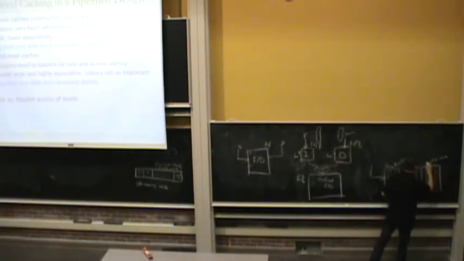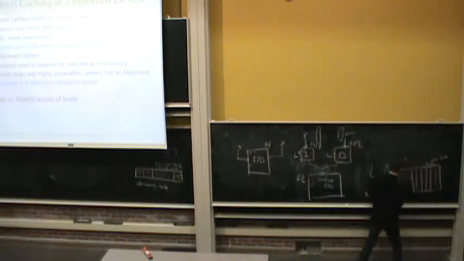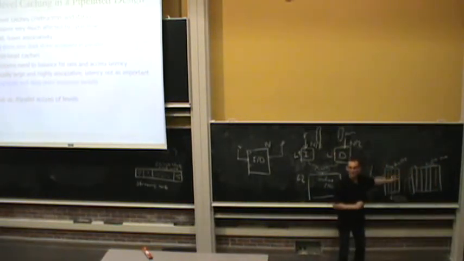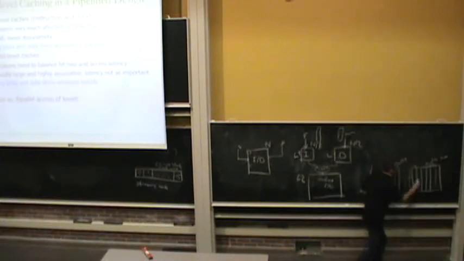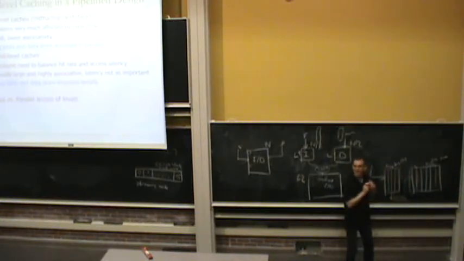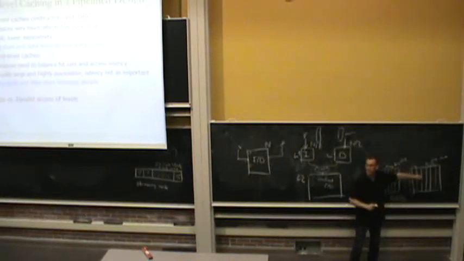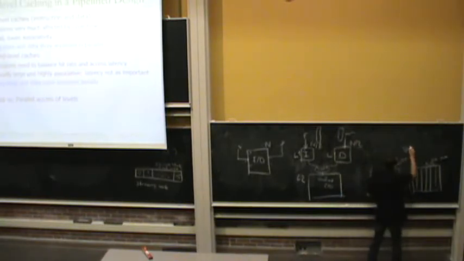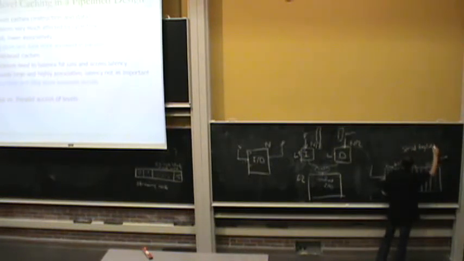You don't need to access all 16 of them. Now you know which way actually hits. You access only the one that hits. If it's way 0, you enable only this way in the data store. And if you actually missed, you don't need to access the data store at all. Right? Because you already figured out that the data is not there. So this is called serial tag data access.